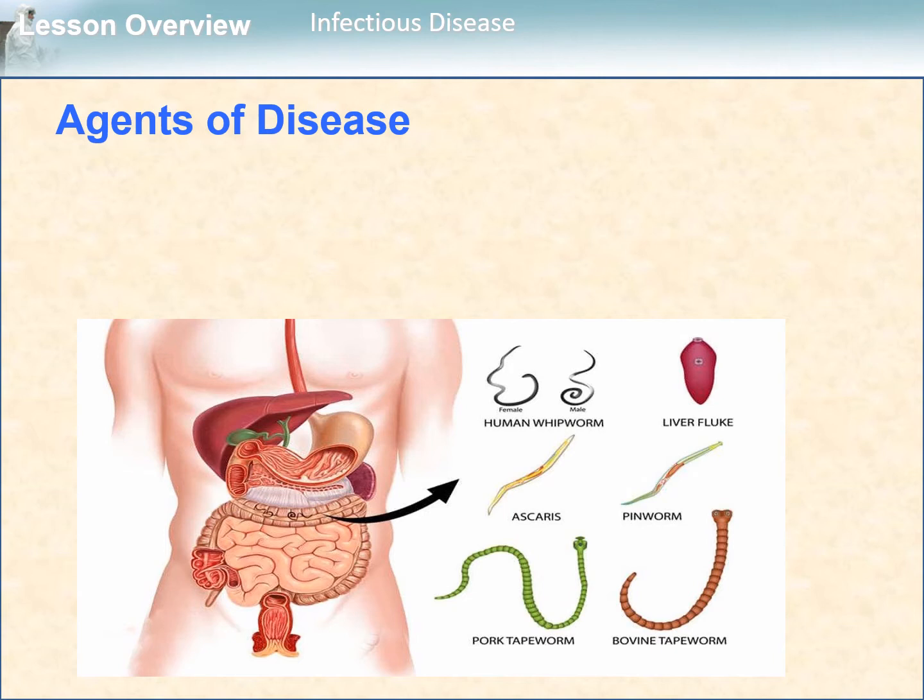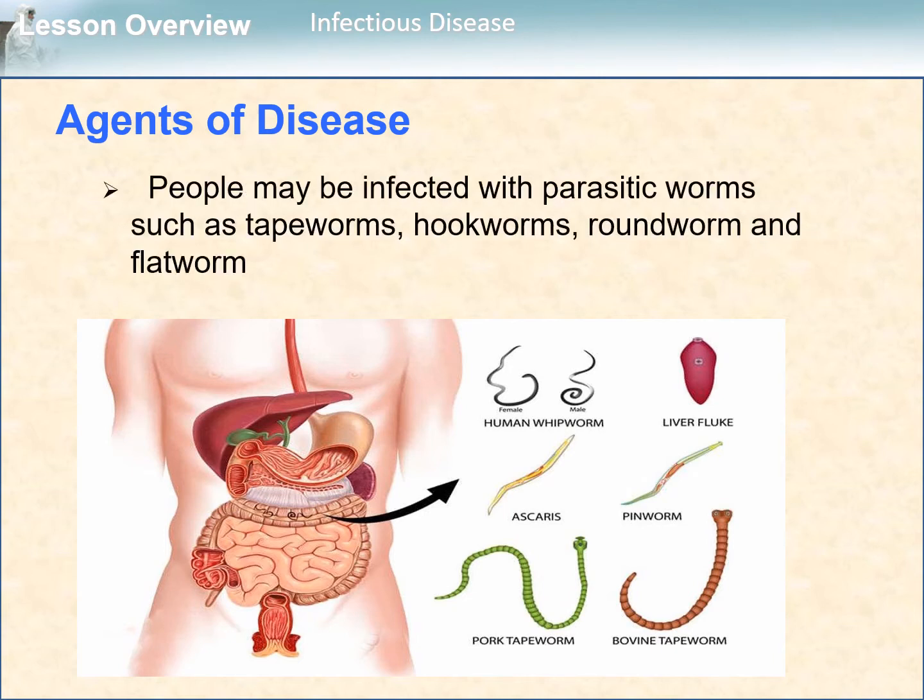Another agent of disease are the parasitic worms, and people may be infected with parasitic worms such as tapeworms, hookworms, roundworms, and flatworms. Most parasites that infect humans may enter through the mouth, nose, anus, or skin, and most reside in the intestinal tract where they absorb nutrients from the hosts.